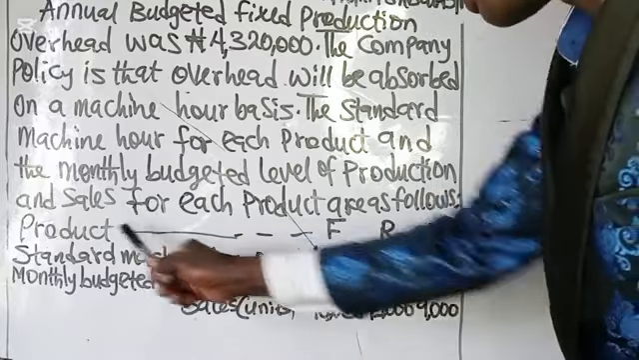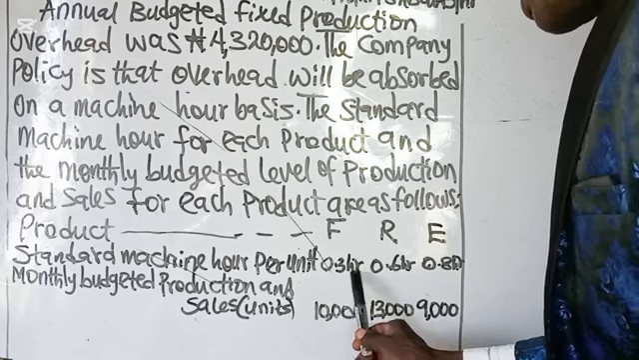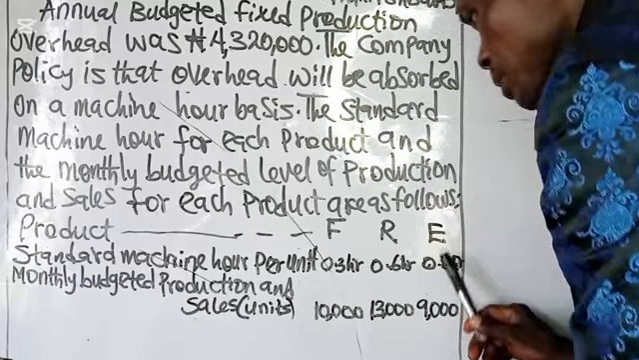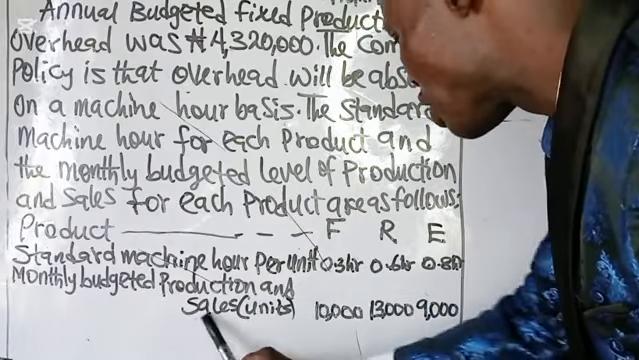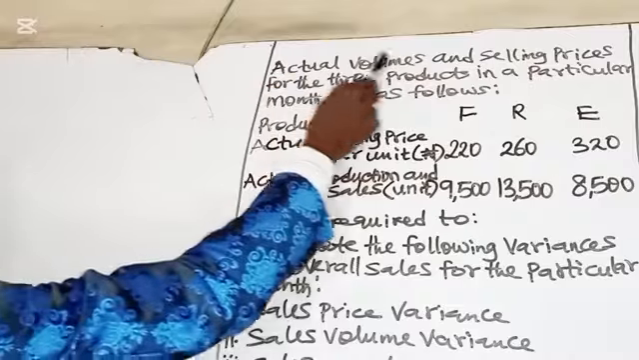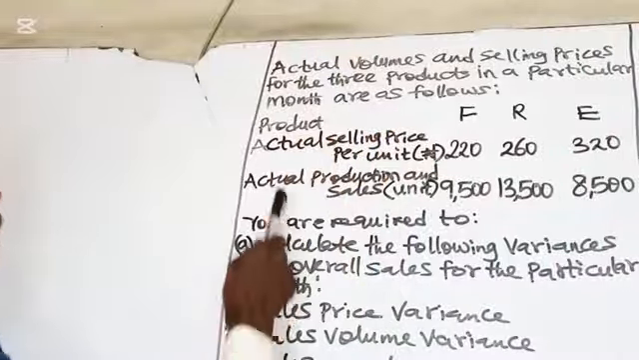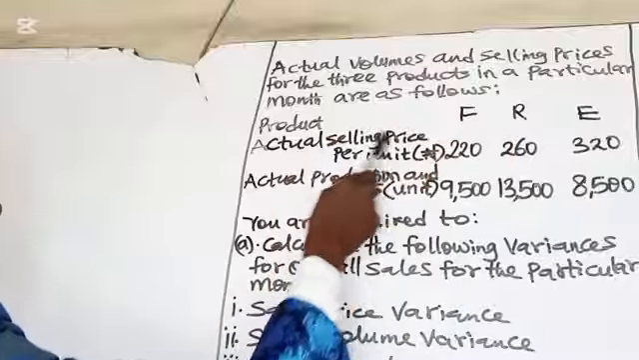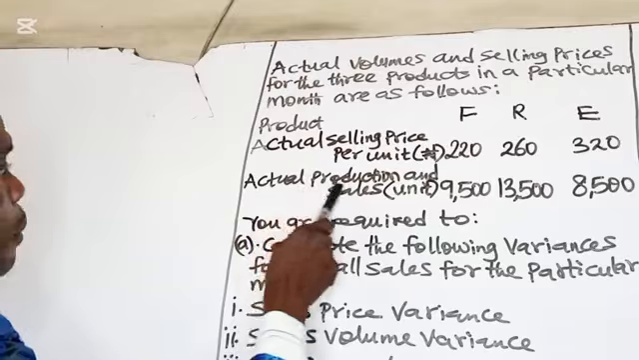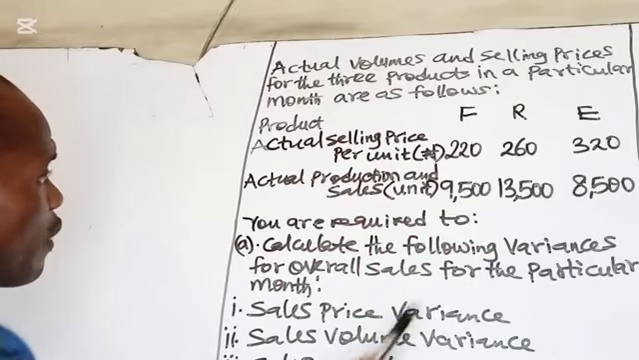We have products F, R, and E. The standard machine hours per unit are 0.3 hour for F, 0.6 for R, and 0.8 hour for E. Monthly budgeted production and sales in units: 10,000 for F, 13,000 for R, 9,000 for E. Actual volumes and selling prices for the 3 products in a particular month are as follows. Actual selling price per unit in naira: 220 for F, 260 for R, 360 for E. Actual production and sales in units: 9,500 for F, 13,500 for R, and 8,500 for E.